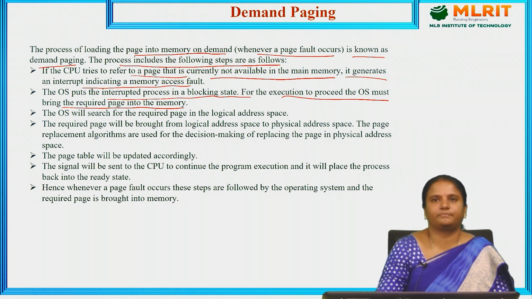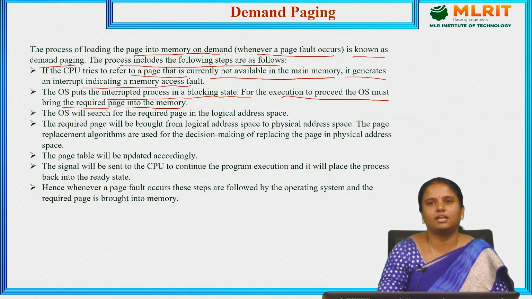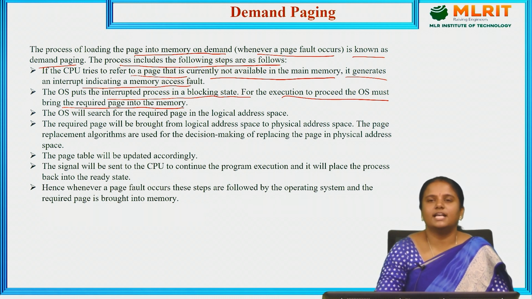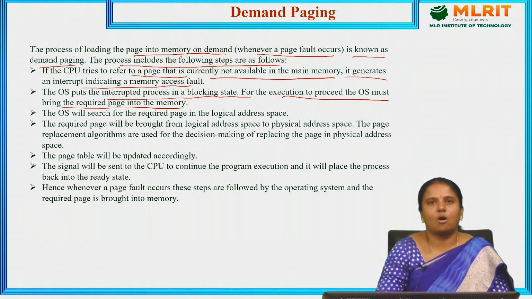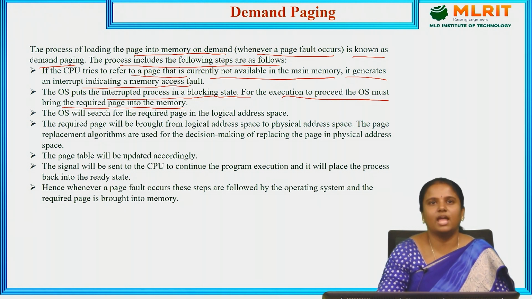Suppose the page number is not available in the main memory. What must the operating system do? The operating system must go bring the required page, insert it into the main memory, and start the execution of that process again.